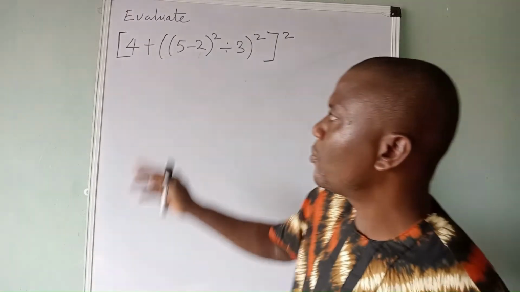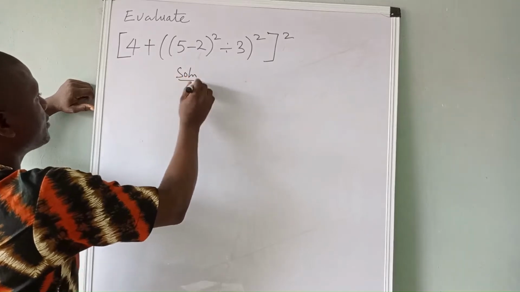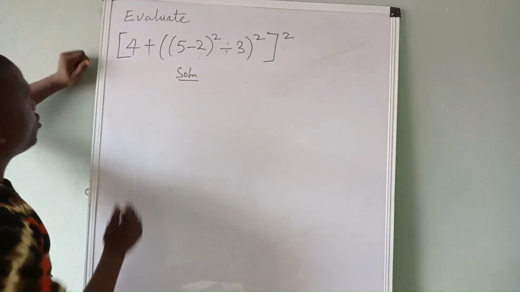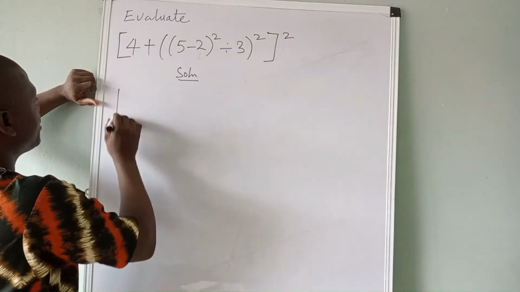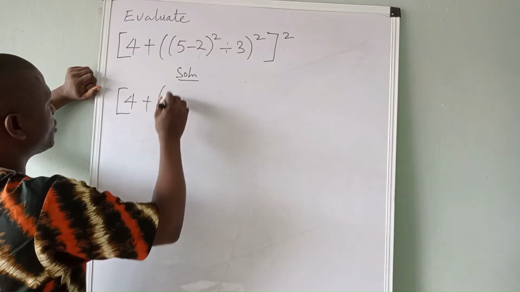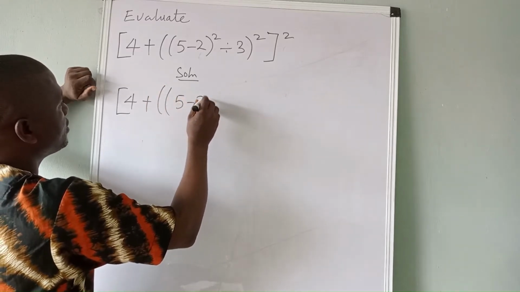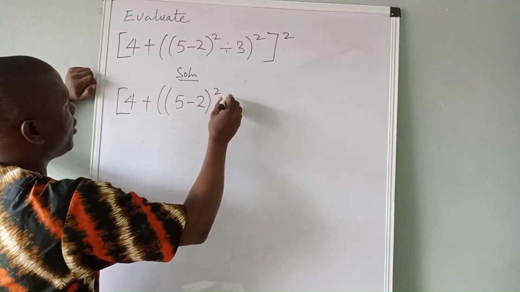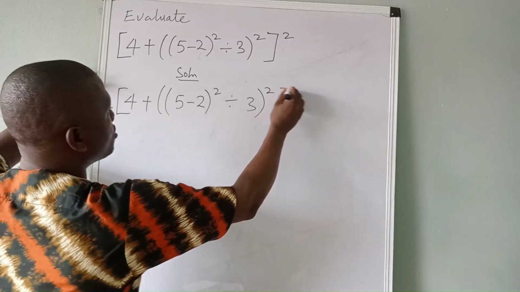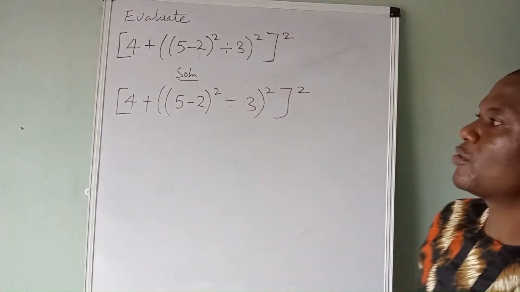We have a problem on the board. In providing a solution to this problem we've been asked to evaluate, it's good to put down the question again, which is 4 plus double brackets into 5 minus 2 raised to the power 2 divided by 3 raised to the power 2 and another square bracket raised to the power 2.